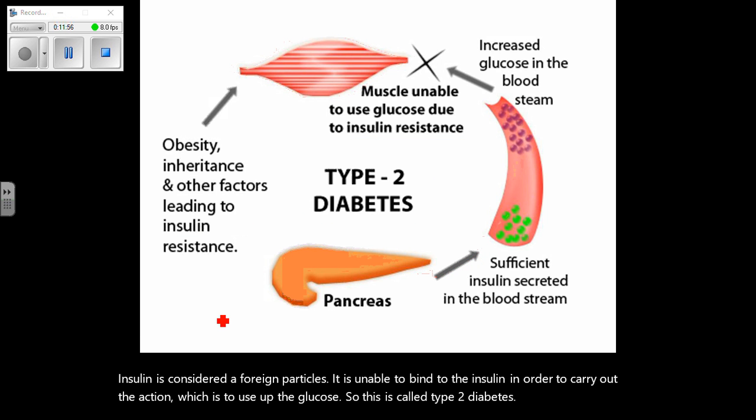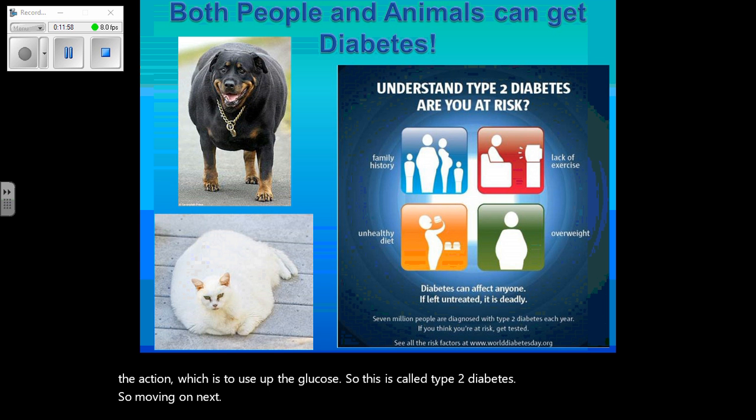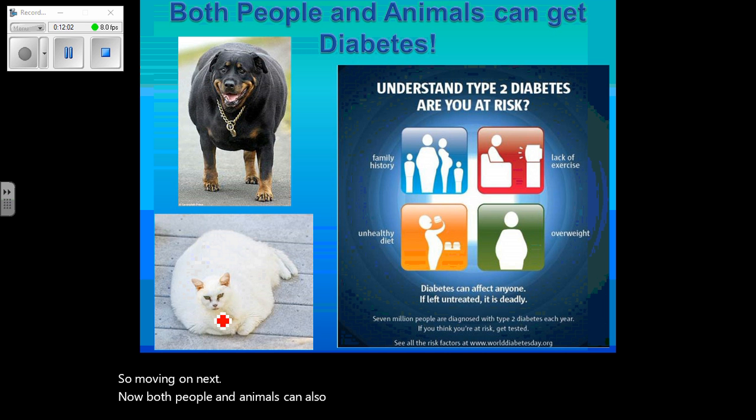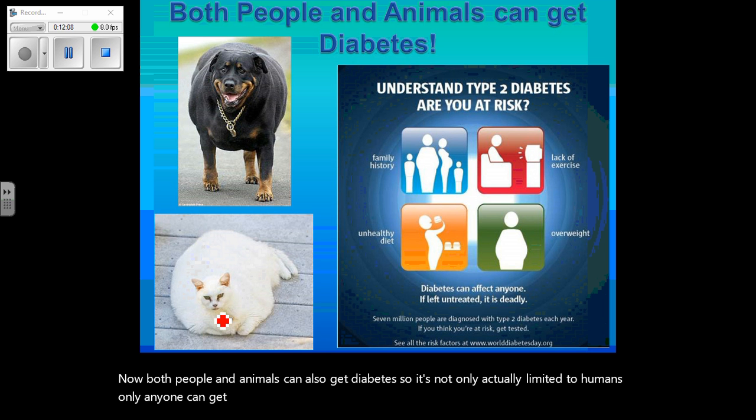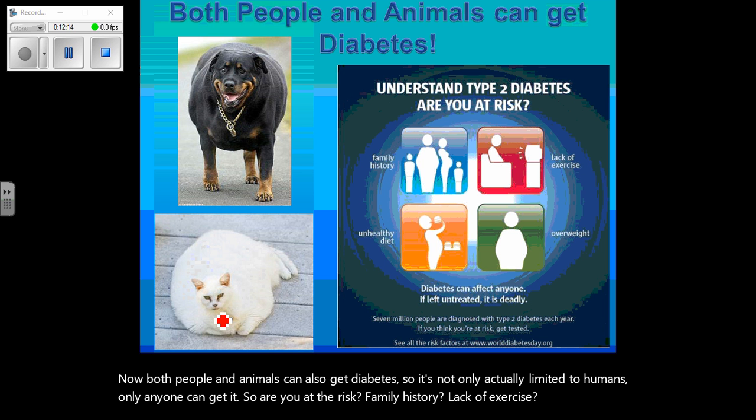So moving on next. Now both people and animals can also get diabetes. So it's not actually limited to humans only. Anyone can get it. So are you at risk? Family history, lack of exercise, unhealthy diet, and being overweight can affect that too.